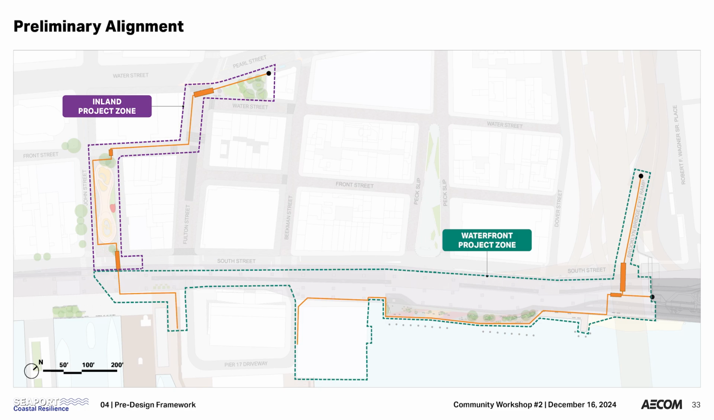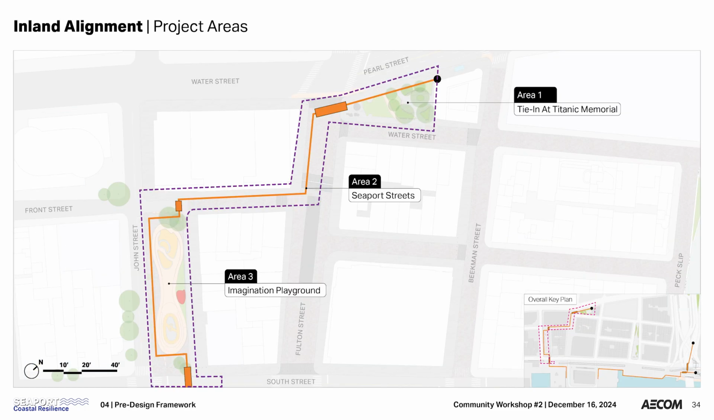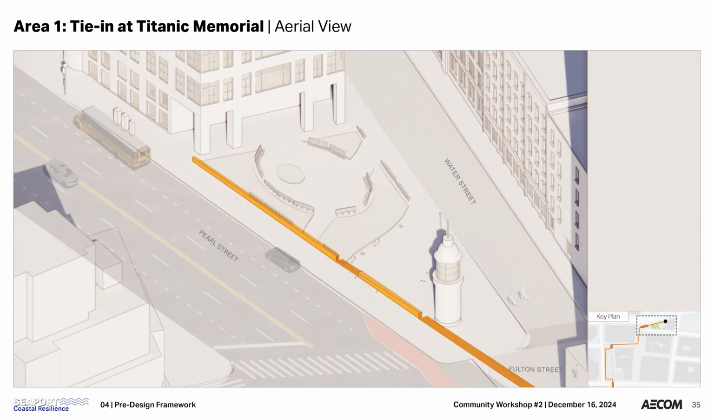As you know, we've decided to separate the project into 2 zones, the inland and the waterfront. And with that, I'm going to go very quickly and explain to you how the inland alignments work. What we've done is create 3 areas of focus for the inland alignment. We have one, the tie-in at the Titanic Memorial site. We have what we call the Seaport streets, which is basically a streetscape treatment that the alignment needs to follow through. And then the Imagination Playground as a 3rd area of focus for the inland alignment. So I'm going to tell you a little bit about each of those.